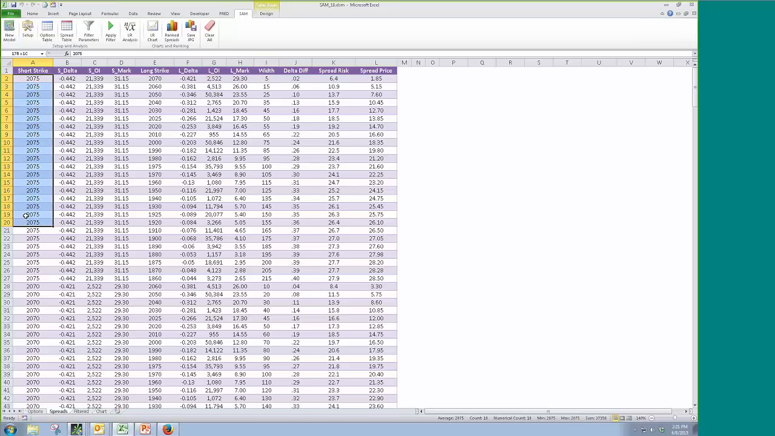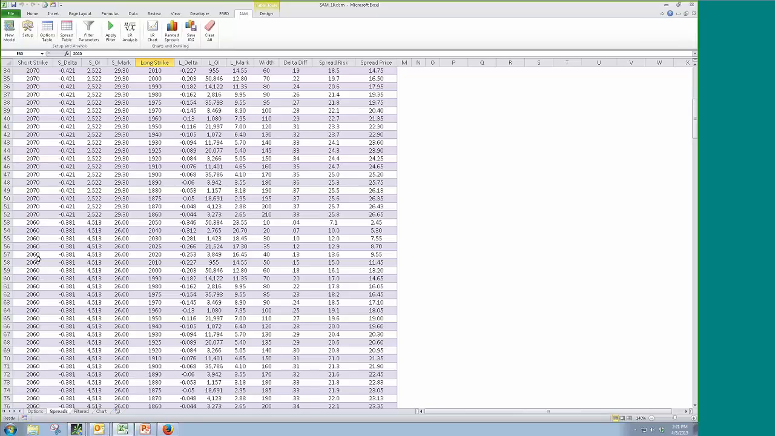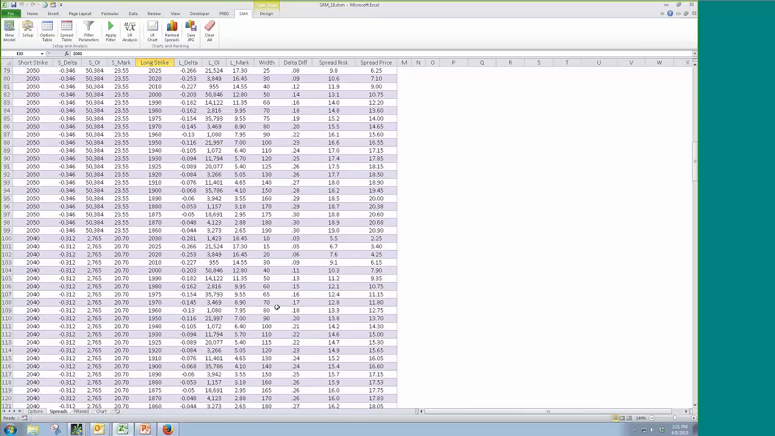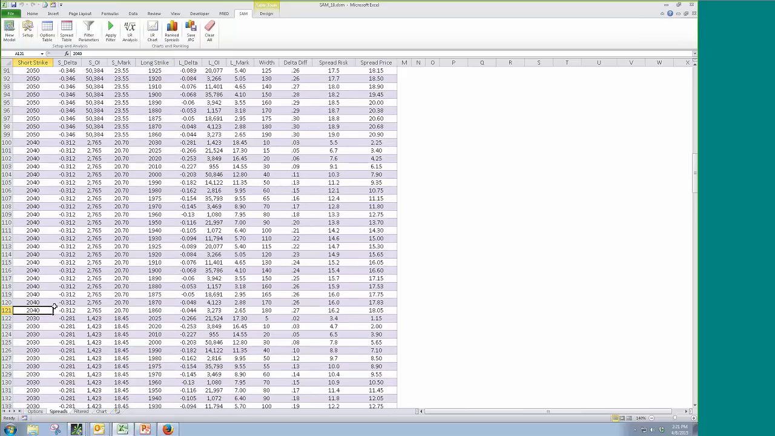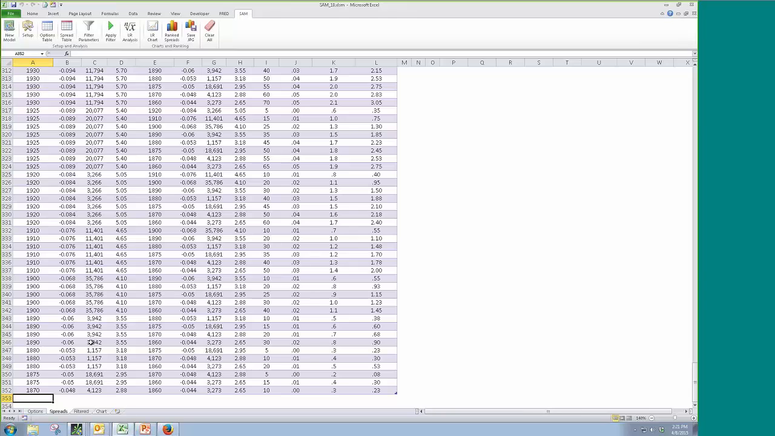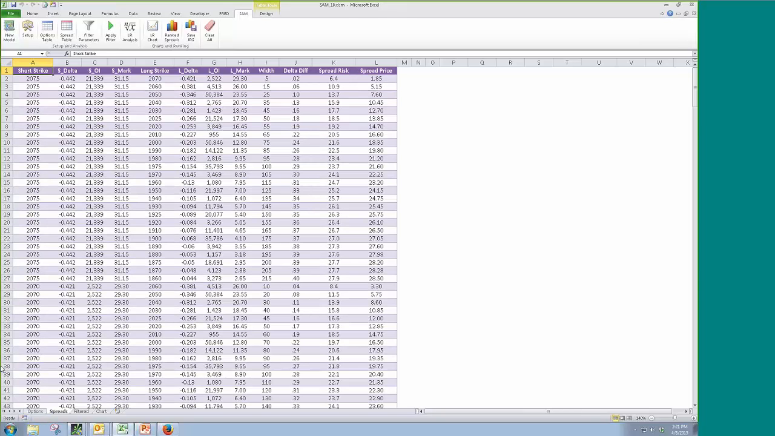So here's all the 2075s, and here are the long strikes going from 2070 down to 1875. We have spread widths going all the way to 215 points wide, so we start at 5 points wide and go to 215. Then we move to the next short strike and go through all of those again, and you can see the iterations. In this case you end up with 351 spreads. All of these spreads are ranked by the risk formula.